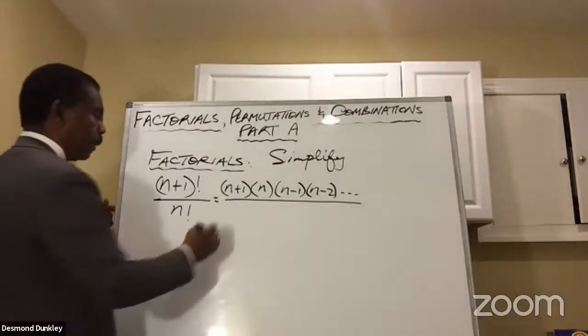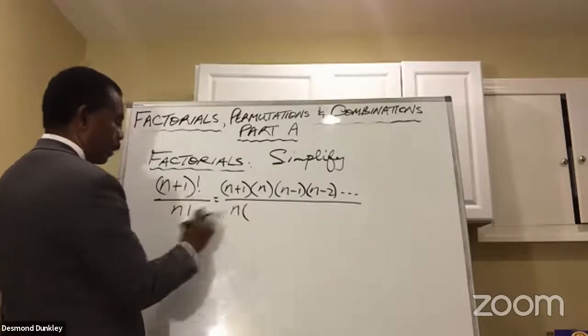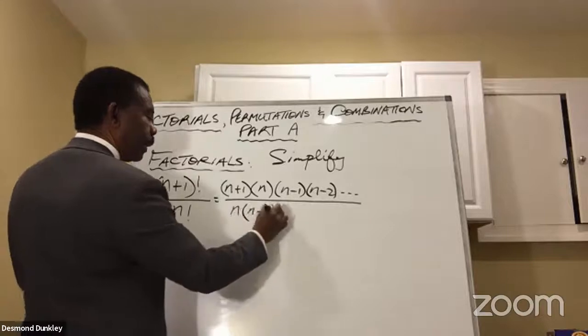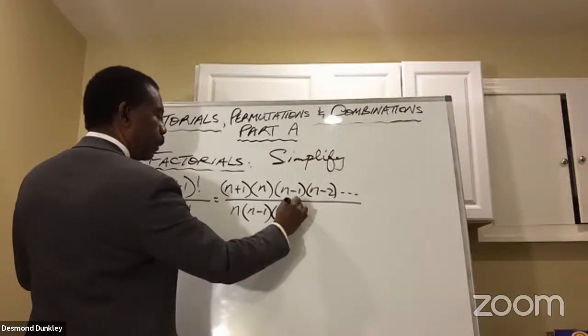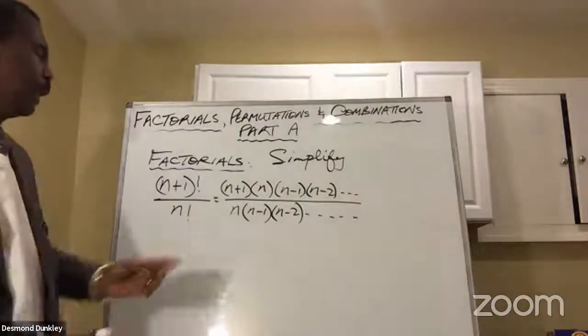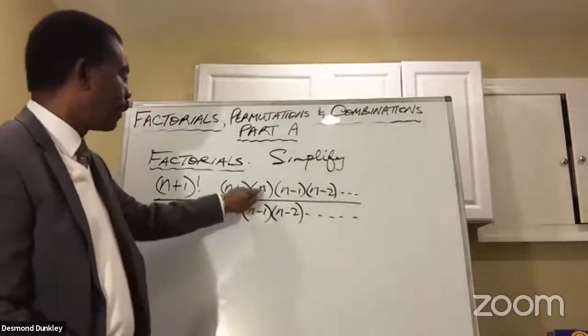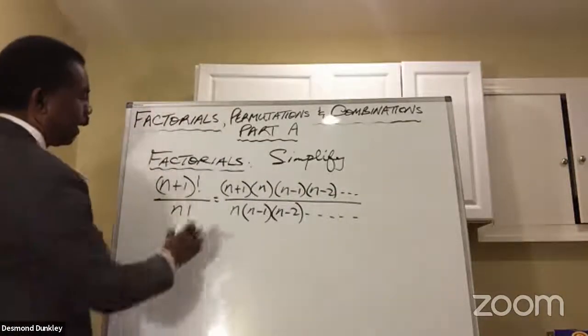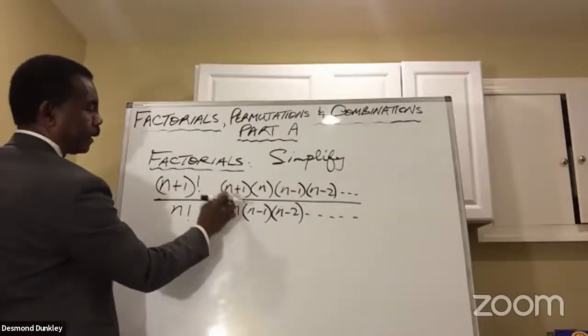Let's do the bottom. Start with n, subtract 1, n minus 1. Subtract 1, n minus 2. And you keep going like that. Don't you see that this here will cancel everything from here to the end? And what you have left over is n plus 1.